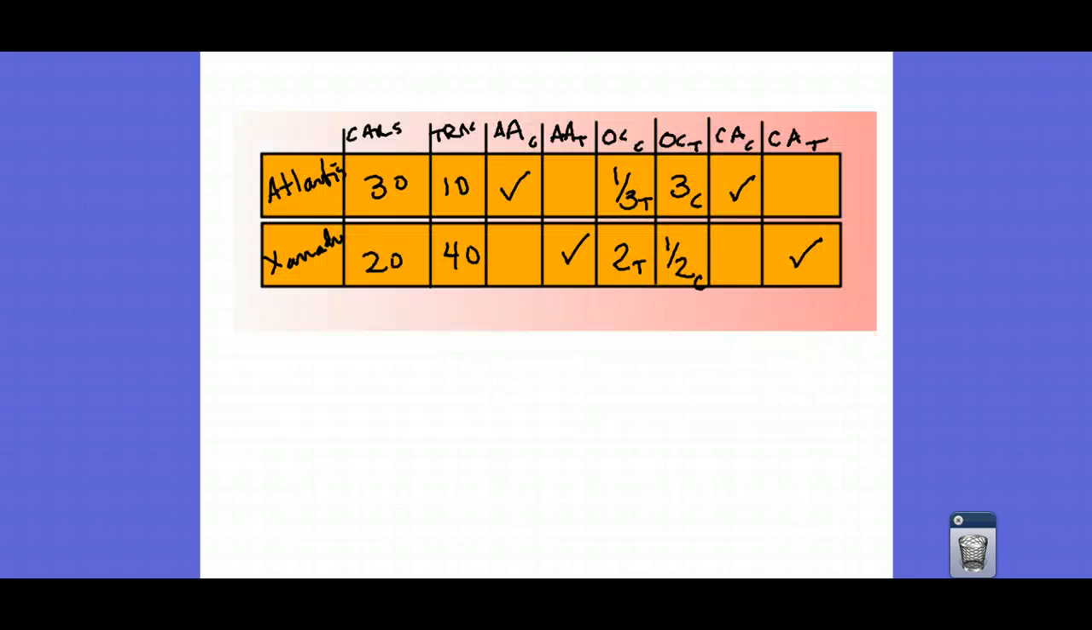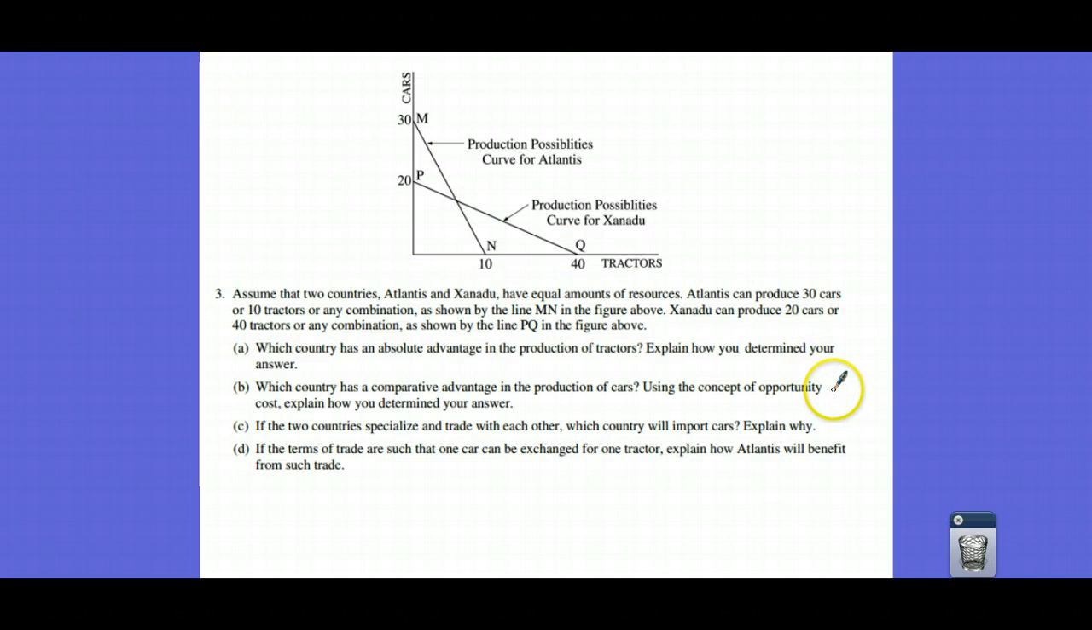Yes, in cars, letter B. Well, who has a comparative advantage in cars? We already checked it off. We did it. Atlantis has a comparative advantage in cars. The reason why is because Atlantis can produce cars at a lower cost. Opportunity cost is lower for Atlantis than it is for Xanadu. Okay? Done. We answered that question.